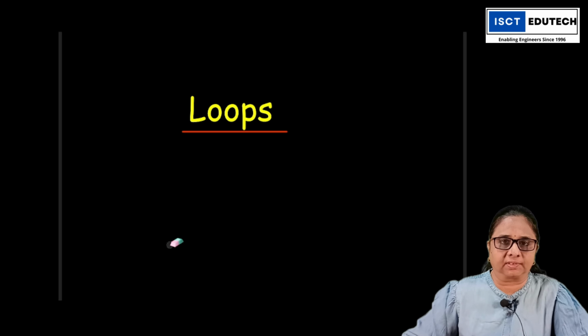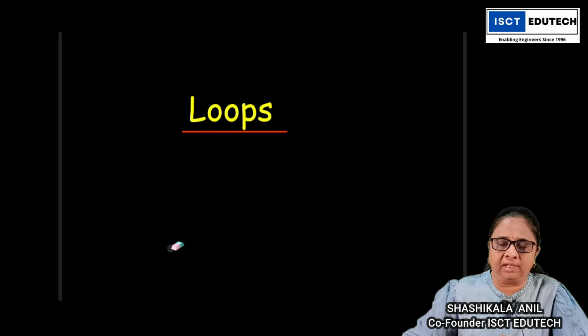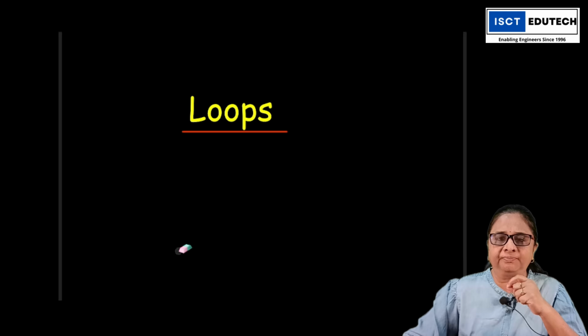The topic is loops. What is a loop? A loop is a control structure that is used to repeat a set of instructions. Till now, we have seen many programs. In all these programs, when you run them, each step is executed only once. You go from top to bottom, all the steps are taken, but each step is executed only once.